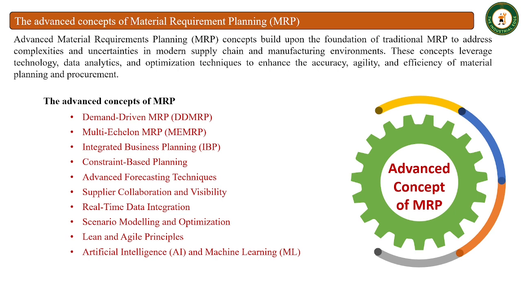Next advanced concept of MRP, artificial intelligence, that is AI, and machine learning, that is ML. AI and ML techniques can analyze historical data, identify pattern, and predict future demand and supply trend with greater accuracy. These technologies enhance the ability of MRP system to adapt to changing conditions and provide actionable insights for decision making.